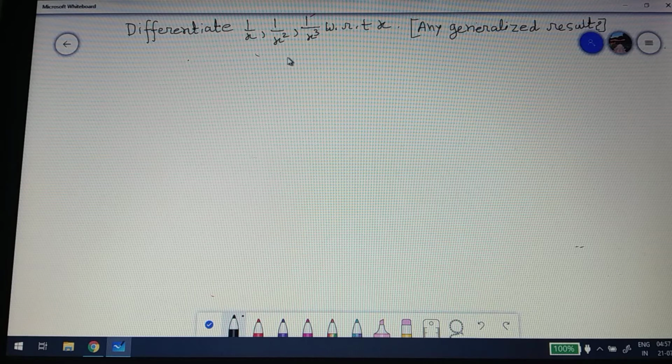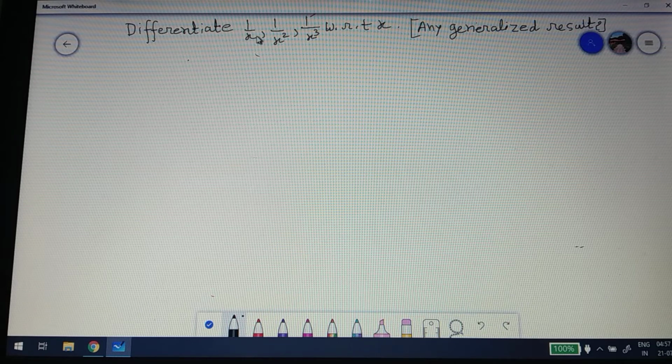Generalized result means: in 1 upon x the power is 1, in 1 upon x square the power is 2, in 1 upon x cube the power is 3. If the power of x is n, can we directly write the derivative without thinking too much?